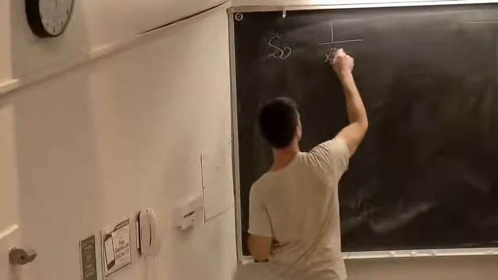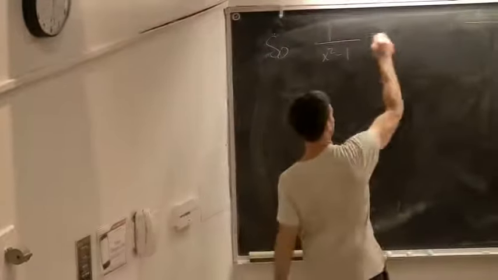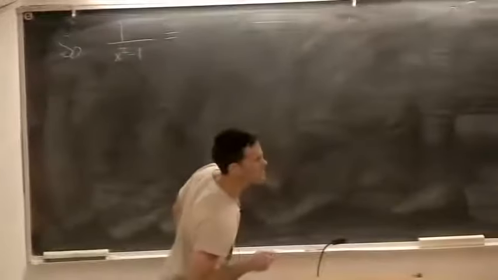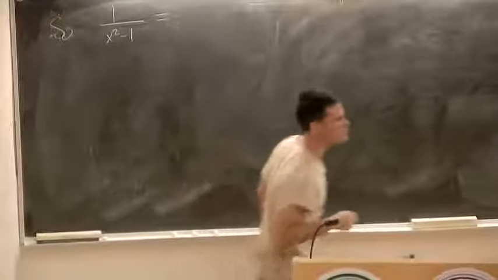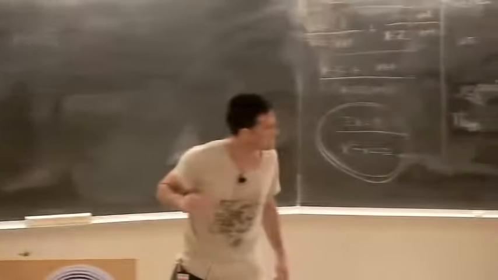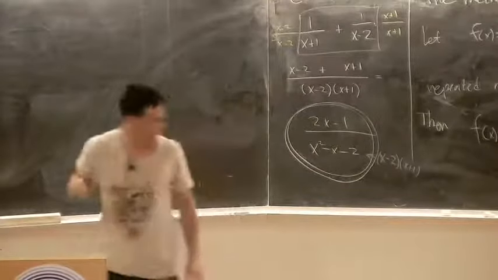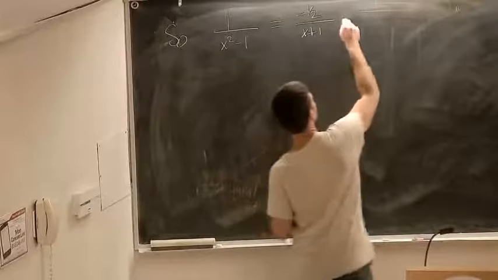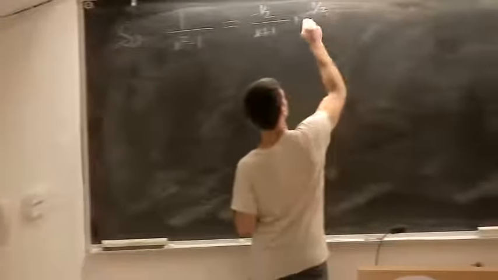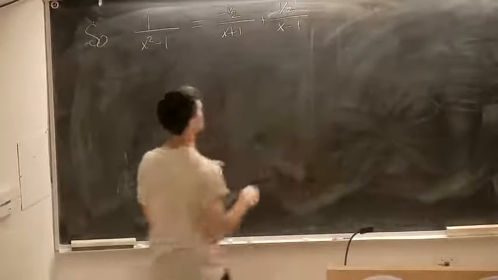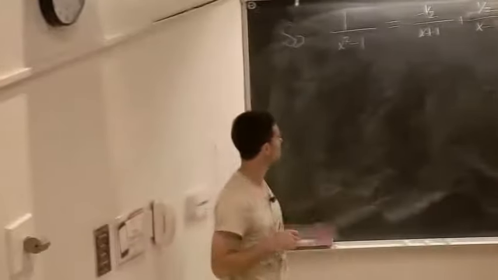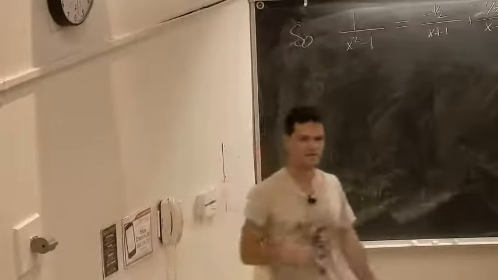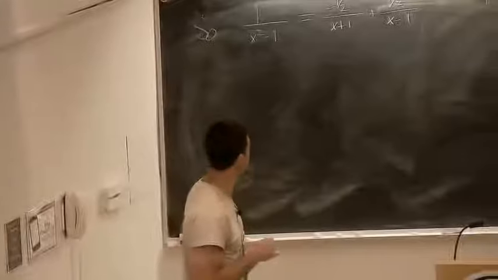So 1 over x squared minus 1 is apparently the same thing as a negative 1/2 over x plus 1 and positive 1/2 over x minus 1. So that's a partial fraction decomposition.